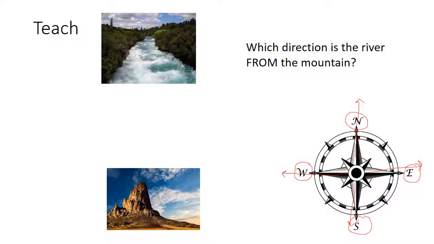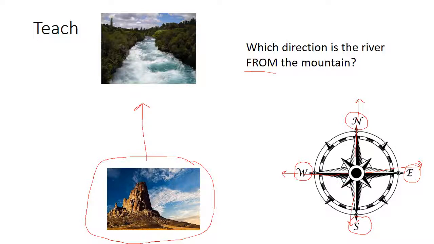Which direction is the river from the mountain? So that means we're starting at the mountain. So from the mountain, which direction is the river? And you'll see the river, you just have to go straight up. Now, one of our directions goes straight up, doesn't it?